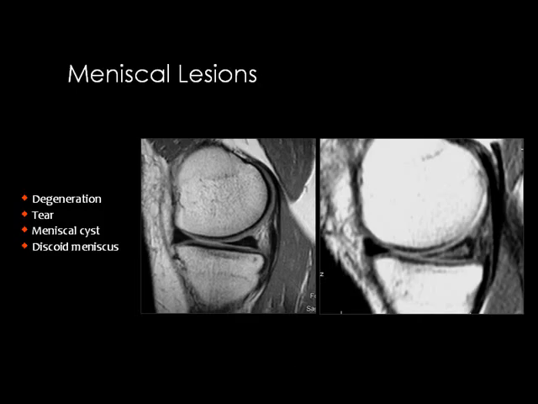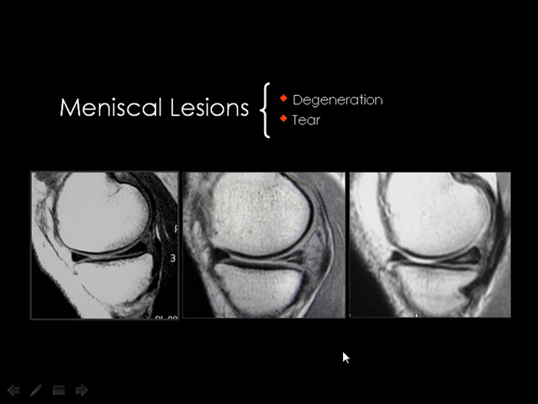Okay? Then I have said that the normal meniscus is black in all images, and if you see any abnormality in the meniscus, you are thinking of degeneration or tear. In order to differentiate, if the abnormality does not disrupt the borders of the meniscus, this is degeneration. If it cuts one or more of the surfaces of the meniscus, then you call it tear.